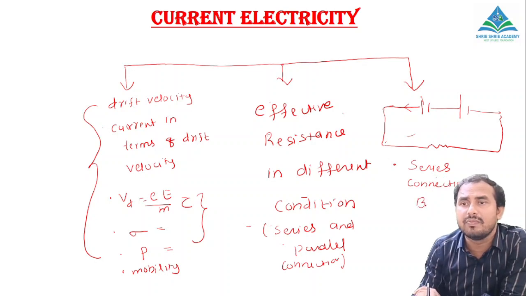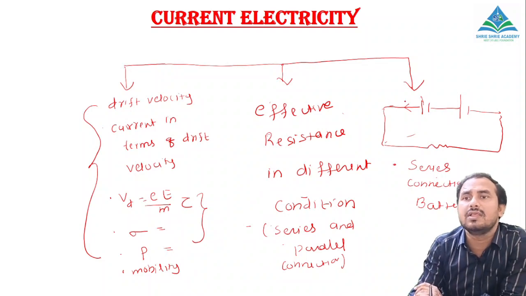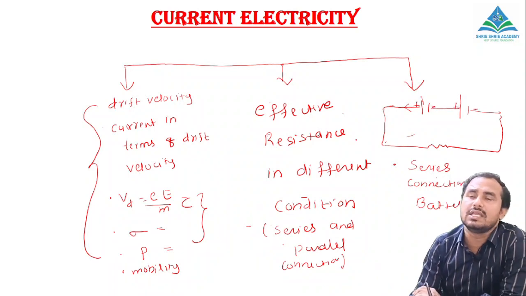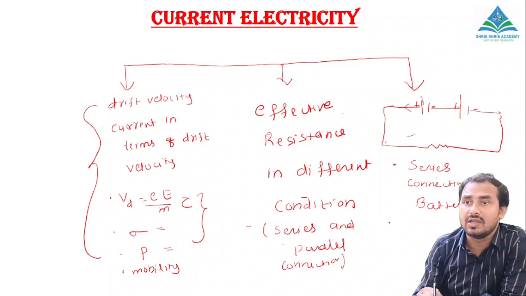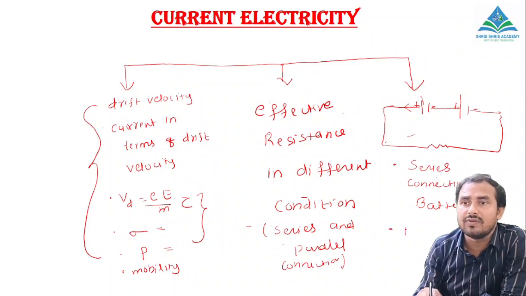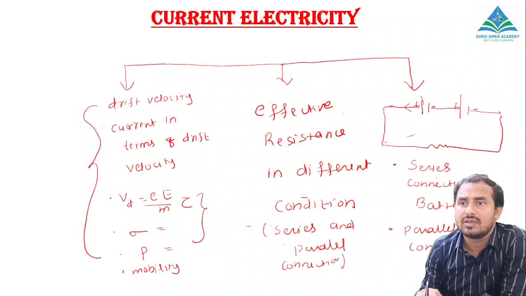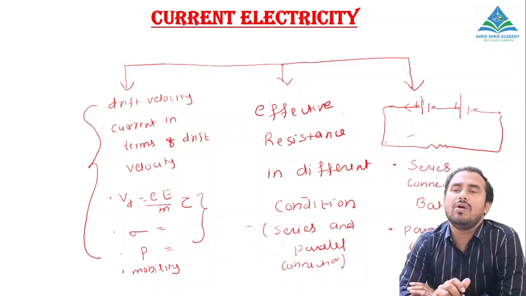Series connection of batteries is very important, because in some situations you are given two batteries connected in series. Two batteries connected in series means you must find the effective EMF, the effective voltage, and that becomes very important. You may also have to find it for parallel connection of batteries. When you take a parallel connection of batteries, how to find the effective EMF also matters.